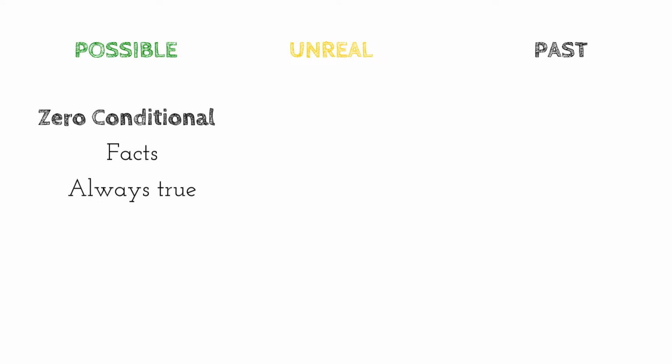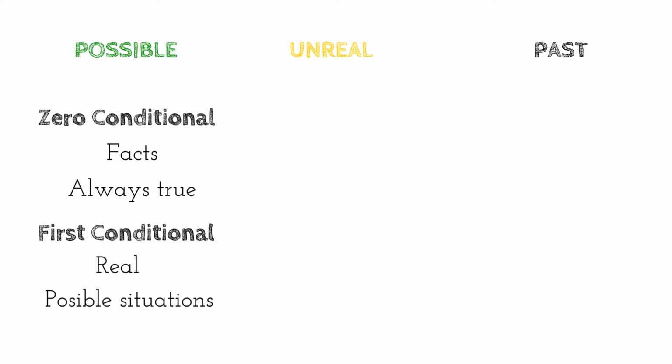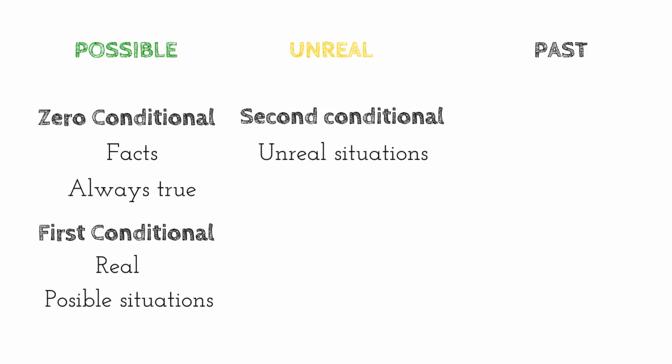These are the four main types of conditionals, so let's do a quick recap. Zero conditional, for facts, things that are always true. First conditional, for real future possibility. Second conditional, for unreal or hypothetical situations in the present or future. Third conditional, for past regrets.